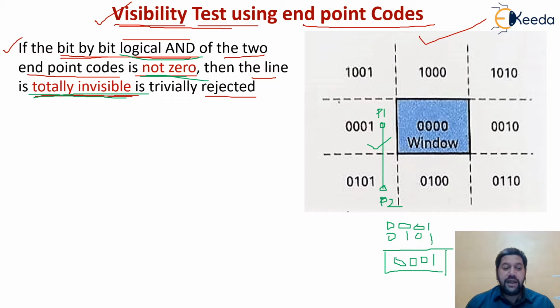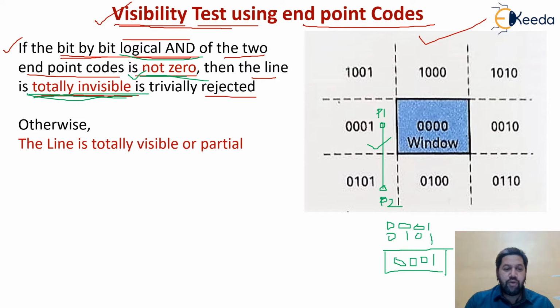Now if my answer is 0 0 0, means the answer is not nonzero. See what we have written, if the answer is not 0, the line is totally invisible. Otherwise what will happen? Otherwise there are two options now. So this is my first visibility test. What is my first case? Totally invisible. Otherwise, the line may be totally visible or it may be partial.